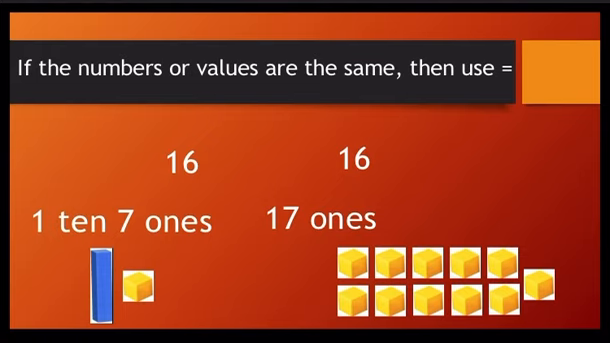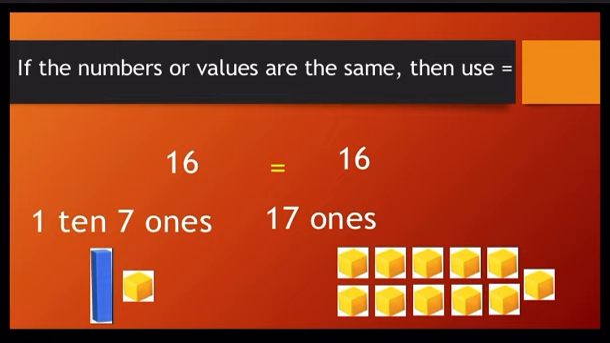If the values of the two numbers, or however many numbers, are the same, then we use the equal sign because equal means the same as. So if we are looking at the first question, we have on one side the number 16 and on the other side we have the number 16. Now they are the same number, so it's going to be an equal sign.